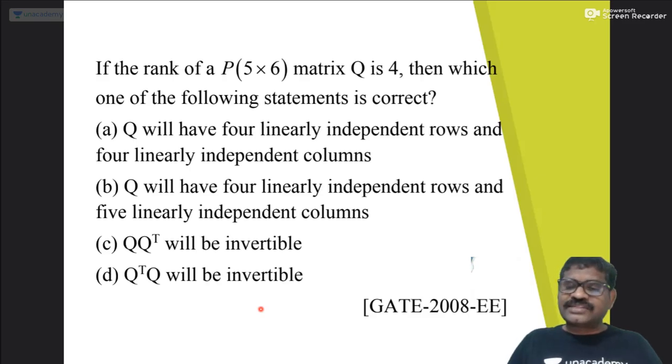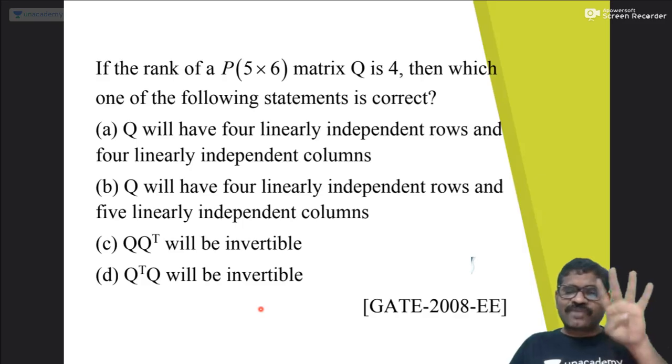Whether A is the answer or B is the answer, we can decide. Concentrate. A 5 cross 6 matrix Q has rank 4. Then which of the following statements is correct? 4 linearly independent rows and 4 linearly independent columns, or 4 linearly independent rows and 5 independent columns?